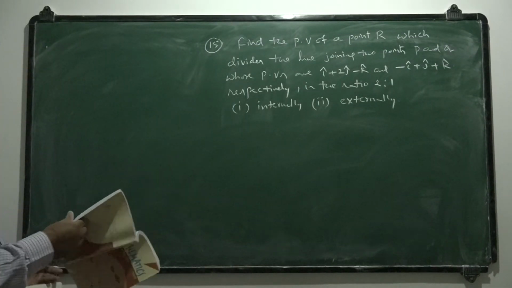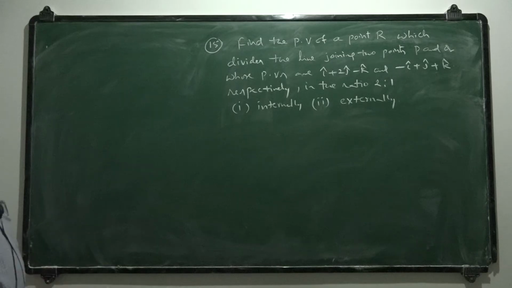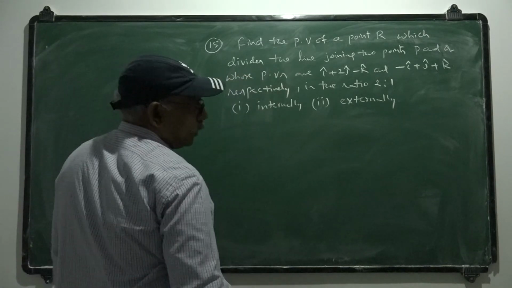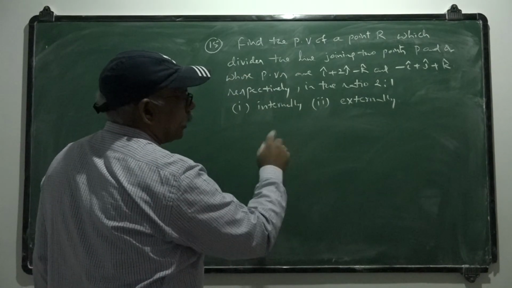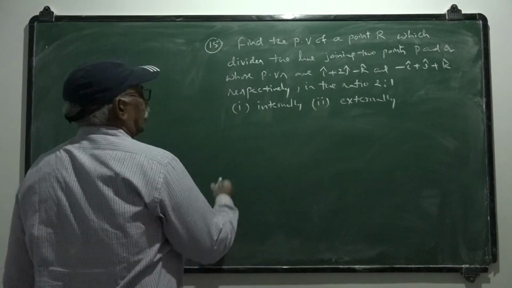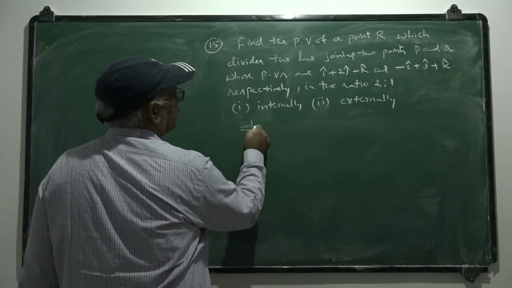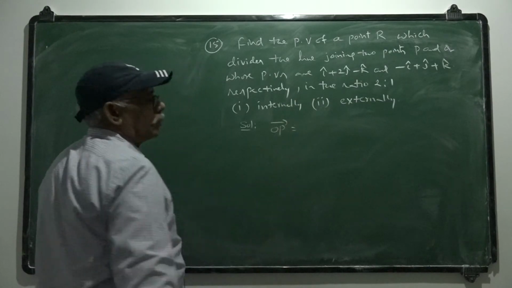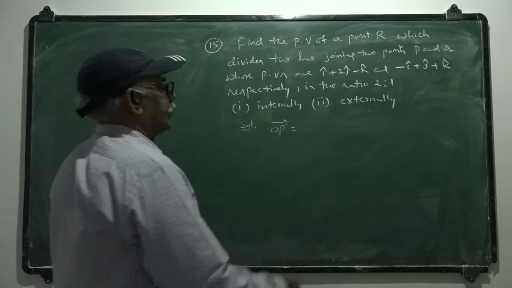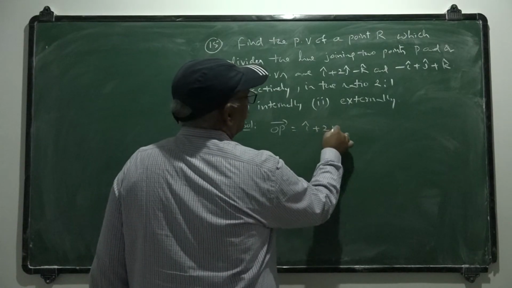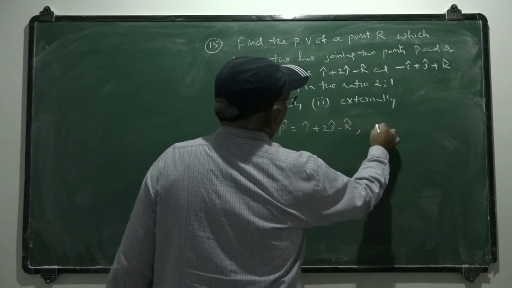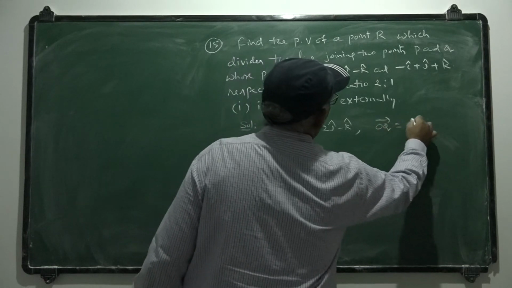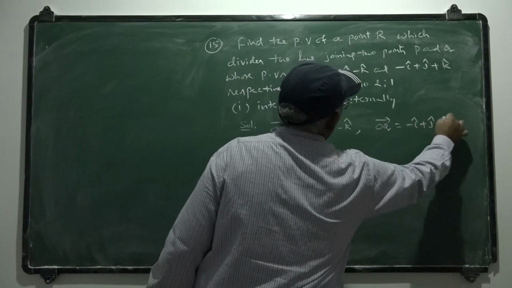Find the position vector of a point R that divides the line joining the points P and Q, where the position vectors of P and Q are given, in the ratio 2:1 internally and externally. So OP bar, the position vector of P, is i plus 2j minus k. The position vector of Q is minus i plus j plus k.